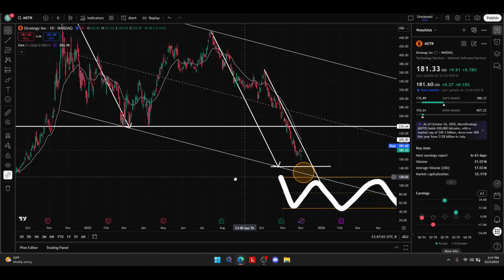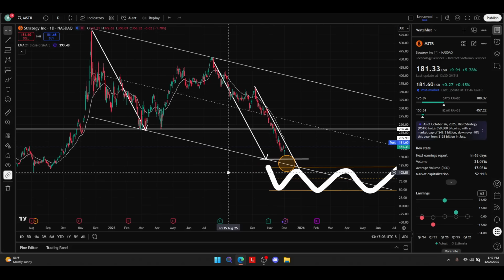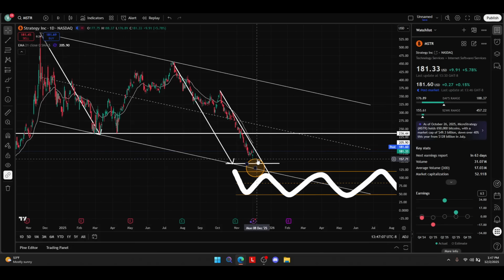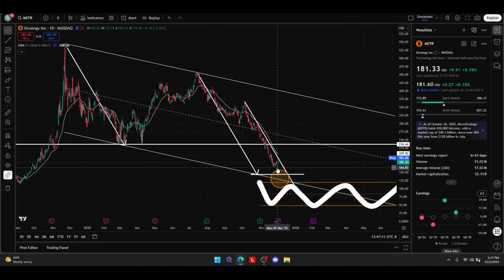Then you go one day at a time, one week at a time. You look at more and more levels to the upside. So MSTR is bouncing because it's right near the end of a measurement target. It's overextended. Bitcoin's pushing up. So a lot of things are favoring the upside right now.